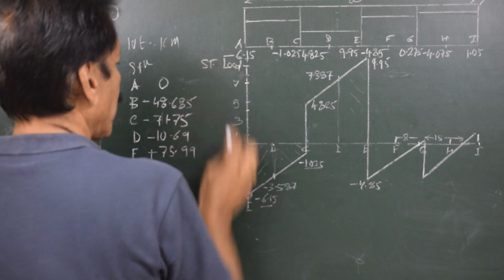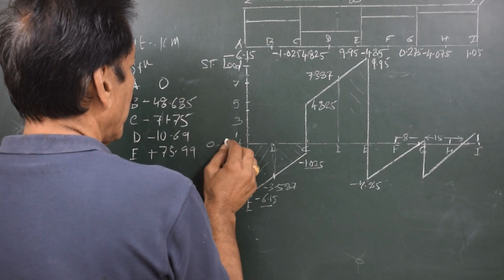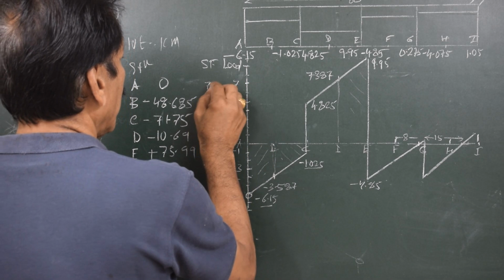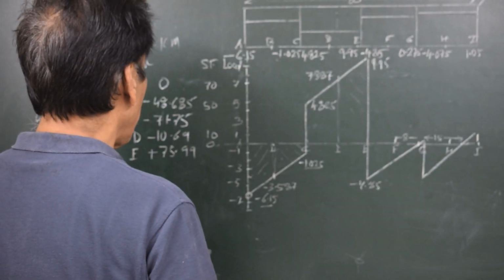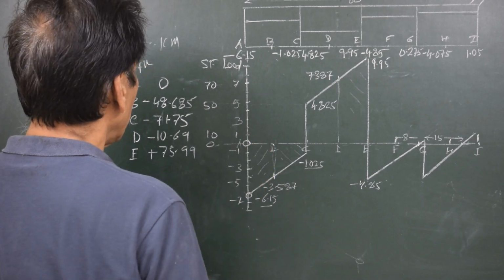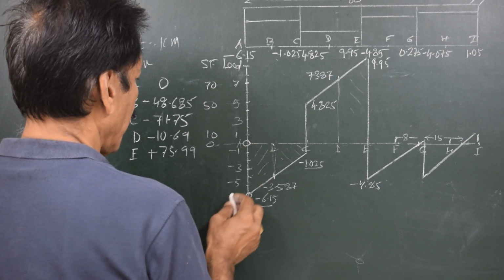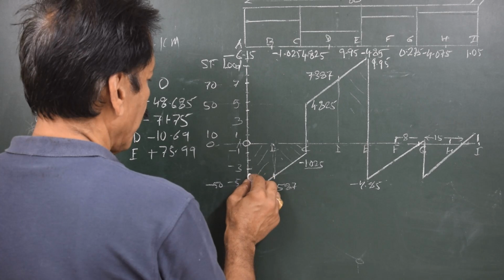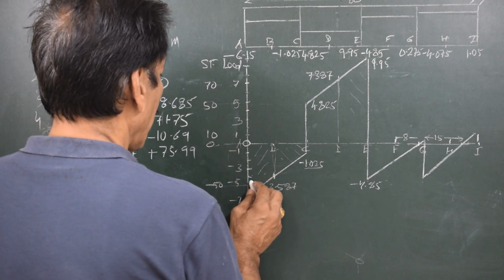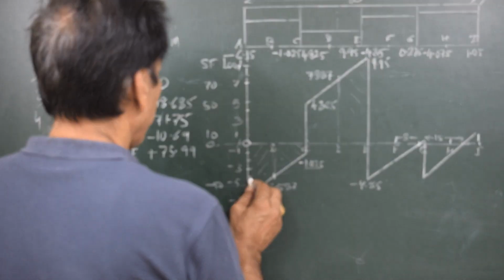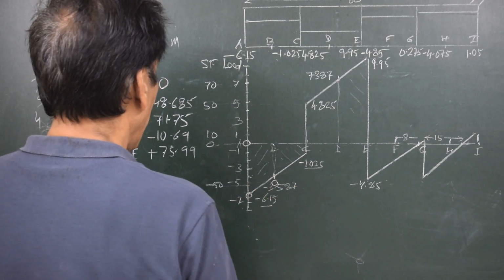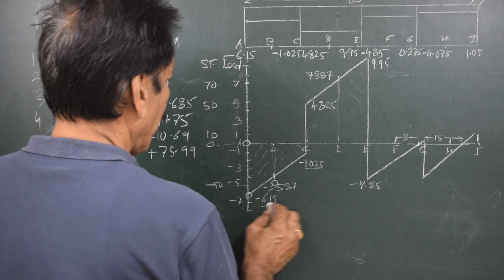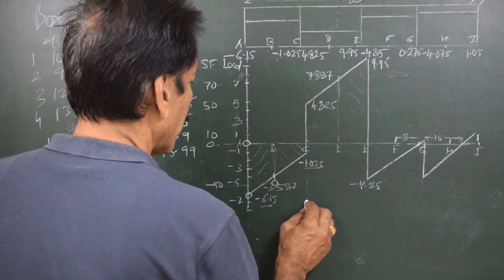So shear force, which is measured in tons, will be 0 here, 10 here, and then 50 here, and then 70 here, and so on. So the value is 75.99. So we start with 0 for the shear force curve, and we go to minus 48.685. So that is minus 50 over here, 10, 20, 30, 40, 50. So minus 48.685 is the value at B. And at C, the value is minus 71.75. So the value at C is over here.